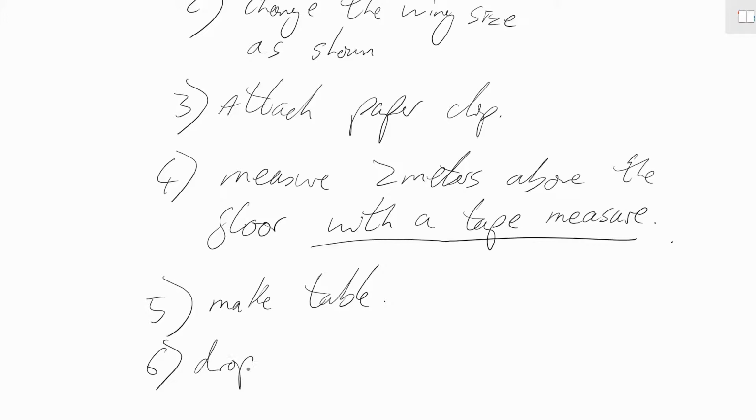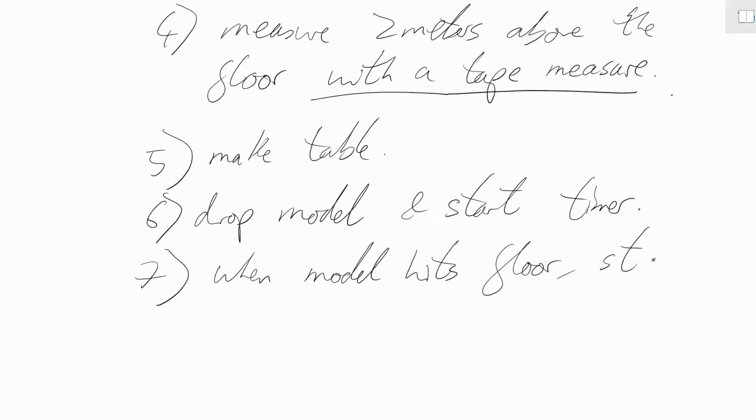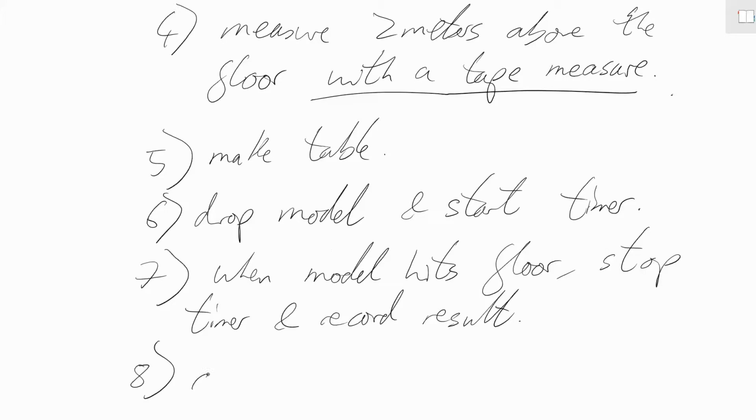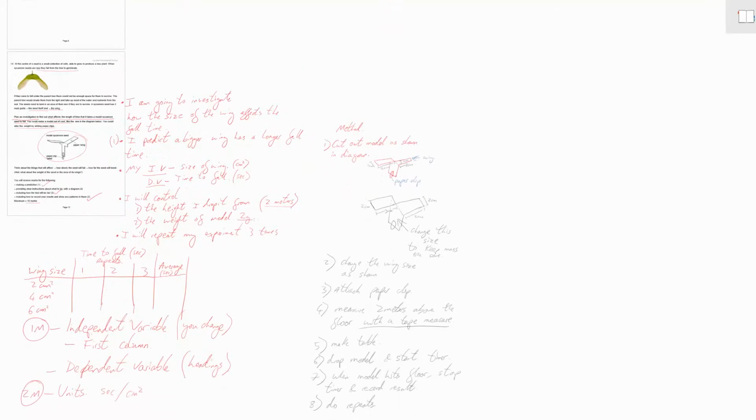6, drop model and start timer. 7, when model hits floor, stop timer and record result. And then 8, do repeats. Okay, and that's it. I know, loads it seems, but you don't have to.